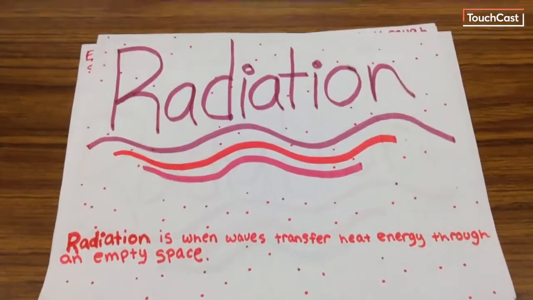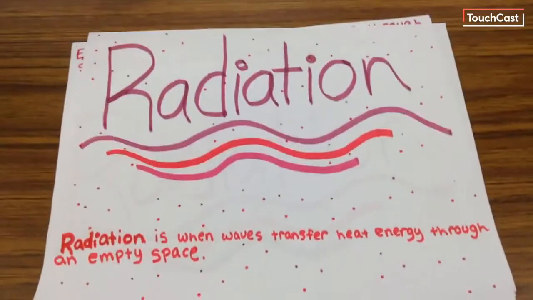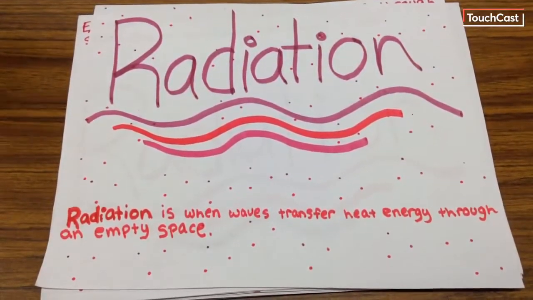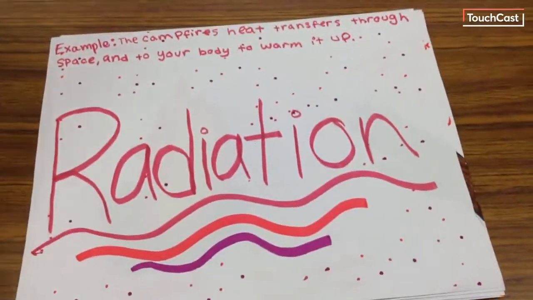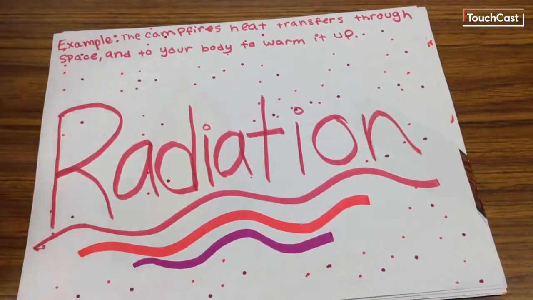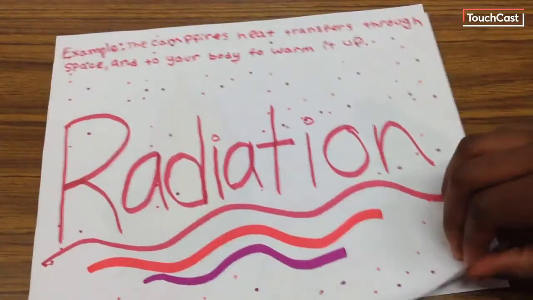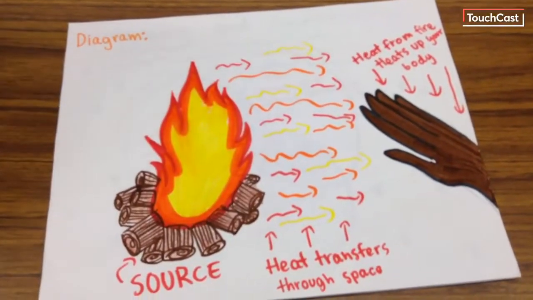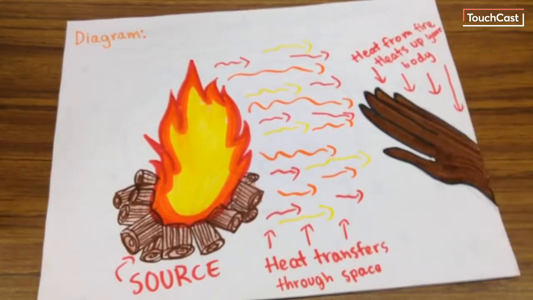The last heat transfer is radiation. Radiation is when waves transfer heat energy through an empty space. An example of radiation is when the campfire's heat transfers through open space into your body to warm it up. Here is our diagram. The heat transfers through space and the heat from the fire heats up your body.